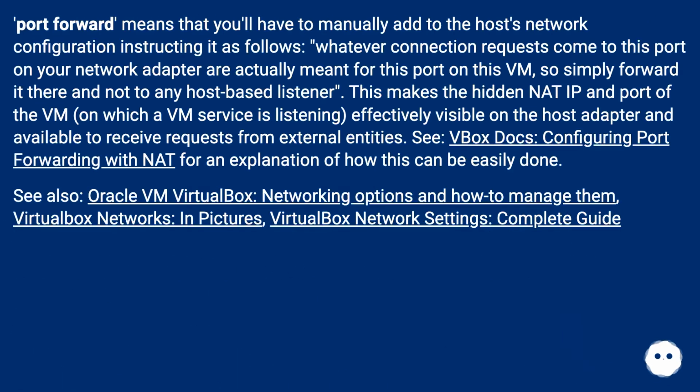Port forward means that you'll have to manually add to the host's network configuration, instructing it as follows: whatever connection requests come to this port on your network adapter are actually meant for this port on this VM, so simply forward it there and not to any host-based listener. This makes the hidden NAT IP and port of the VM on which a VM service is listening effectively visible on the host adapter and available to receive requests from external entities. See VBox Docs Configuring Port Forwarding with NAT for an explanation of how this can be easily done.